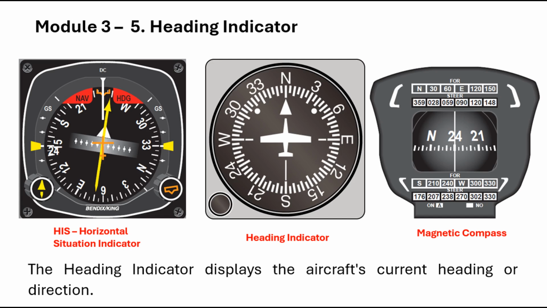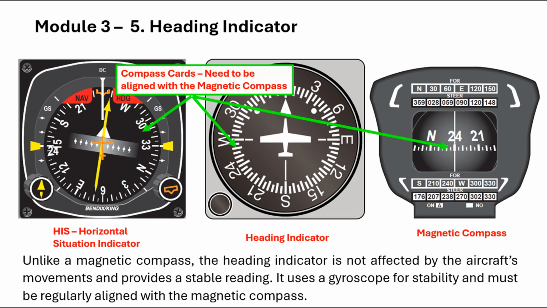5. Heading Indicator. The heading indicator displays the aircraft's current heading or direction. Unlike a magnetic compass, the heading indicator is not affected by the aircraft's movements and provides a stable reading. It uses a gyroscope for stability and must be regularly aligned with the magnetic compass.